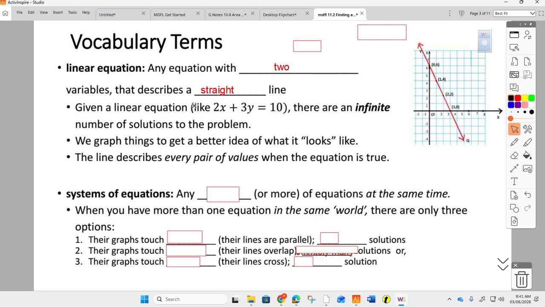Remember that there are 3 types of solutions to a linear equation. Actually, I think I'm getting ahead of myself. So given a linear equation like 2x plus 3y equals 10, there are an infinite number of solutions to the problem. A solution to a linear equation is an ordered pair, an x value and a y value. So on this line, any point on this line is technically a solution to this equation.